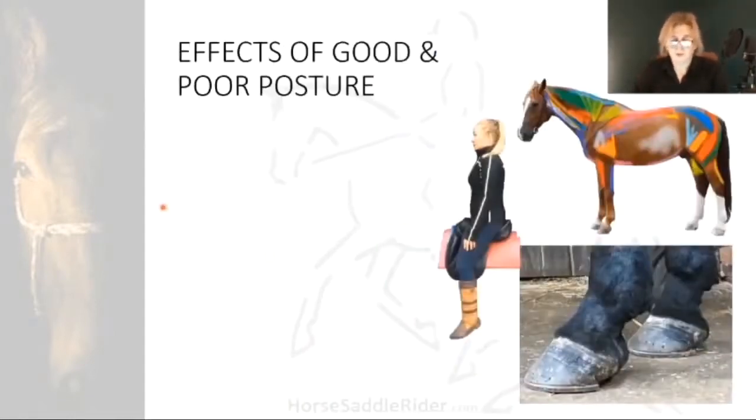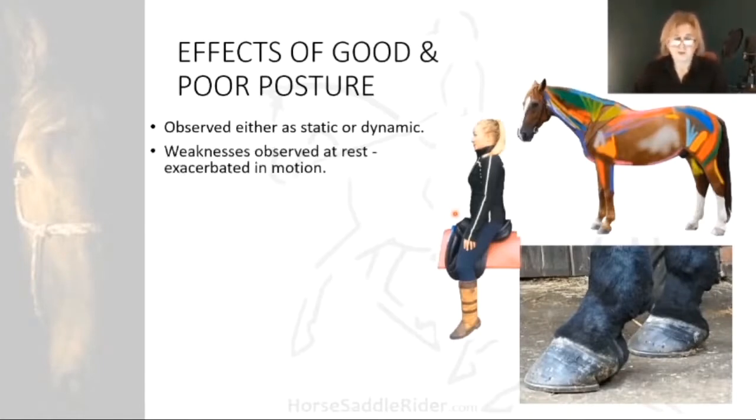And what are the effects of good and poor posture? It can be observed either as static or dynamic. This is a very good technique, which we'll be covering later. Weaknesses observed at rest are exacerbated in motion. And this is a good example of the foot or hoof asymmetry being exacerbated in motion, so that when this horse begins to move, the hoof angles will impact on the joint mechanics there. And this will spread further up. As we've seen on the treadmills before, you can see the shoulder asymmetry or scapular asymmetry. And this is likely to be as a direct result of the hoof imbalance or limb asymmetry.